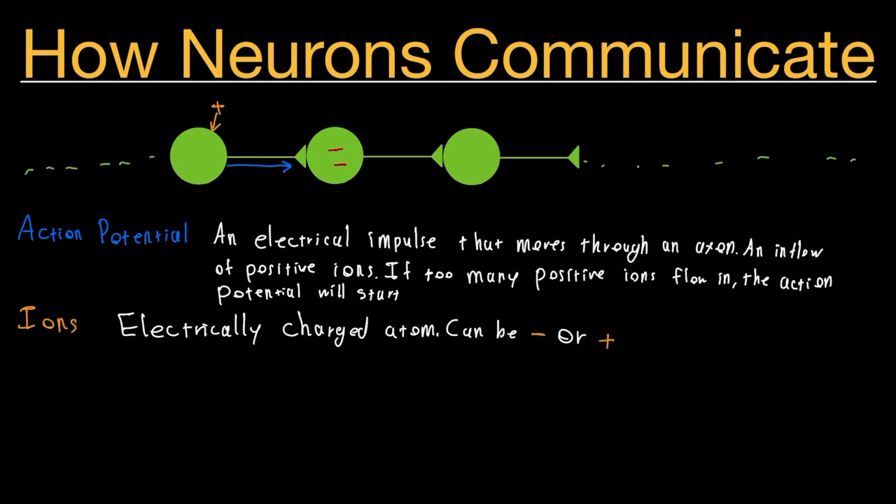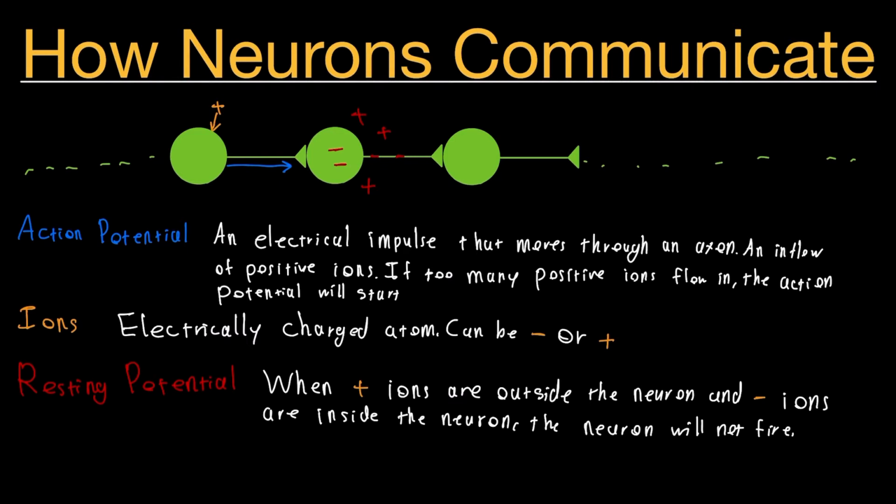Now, ions are electrically charged atoms. They can be positive or negative. In this case, here it's positive. And there's something called a resting potential. We had an action potential where positive ions come in, and then the neuron sends a message. A resting potential is when positive ions are outside the neuron, like this, and negative ions are inside the neuron. And in that case, the neuron will not fire. It'll just be resting. So that's called resting potential.